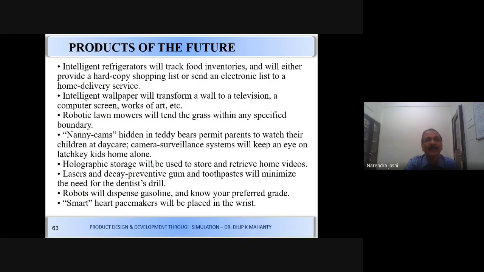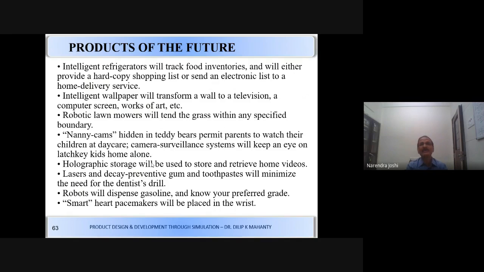Now, the moment we talk about products of the future, intelligent refrigerators will track food inventories. I recollect a talk about 2 decades back when we talked about intelligent refrigerators. It was a kind of imagination, but today it is coming up. The moment I open the refrigerator, it sends me a signal or soft copy of what we have and what has been consumed today. I can send a copy to my home delivery service that the drinks are less, the bread is less, and so on.